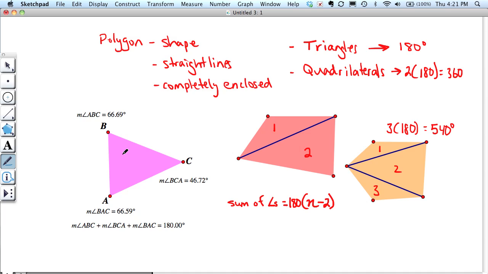Our three-sided shape only has one triangle in it. Our four-sided shape has 4 minus 2, or 2 triangles in it. And our five-sided shape has 5 minus 2, or 1, 2, 3 triangles in it. So this formula here we can use for helping us find the sum of the angles in any given polygon.